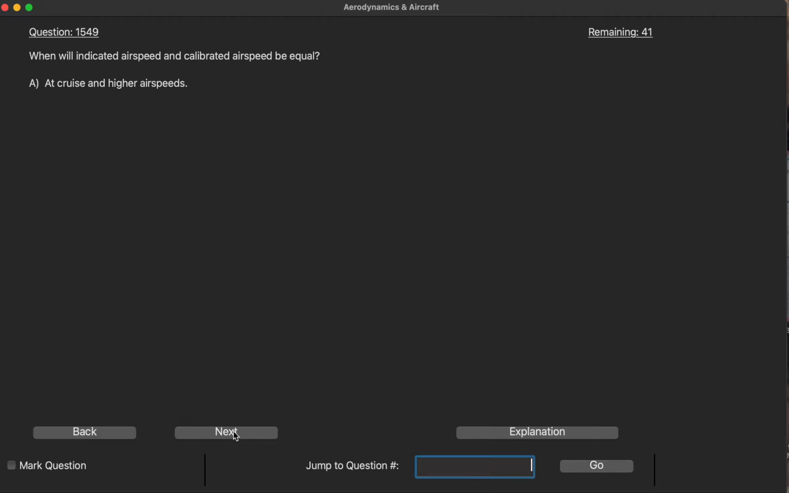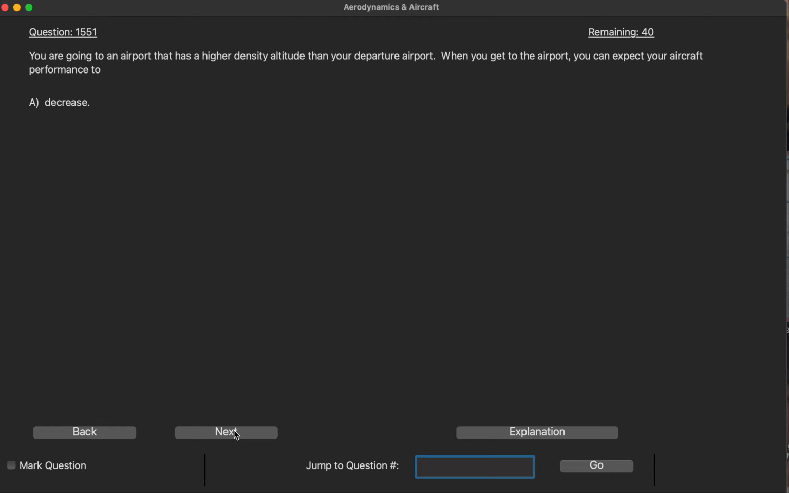Would indicated airspeed and calibrated airspeed be equal at cruise and higher airspeeds? You're going to an airport that has a higher density altitude than your departure airport. When you get to the airport, you can expect your aircraft performance to decrease.